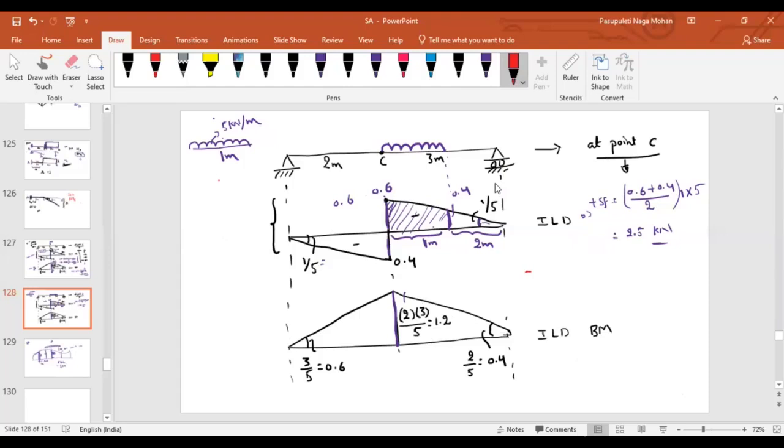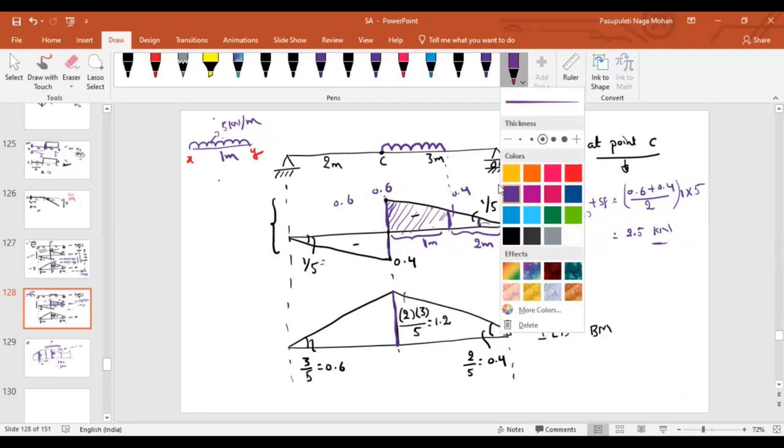Now, again, if I want to find out the negative shear force, where do I have to place the load? Let us say this is X, this is Y. Can you tell me, if I want to find out the negative shear force, should it be the starting point or the ending point?